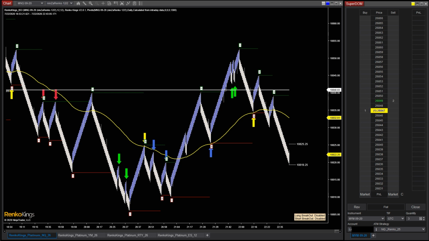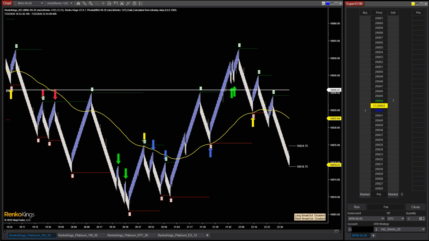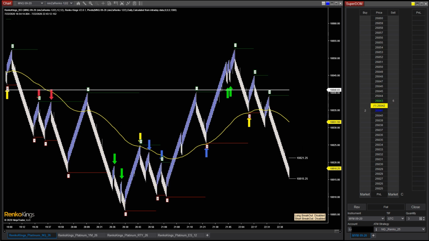Renko Kings provides you with simple, clear entries. It's July 22nd, about 10:45 p.m. We're looking at the micro NQ.